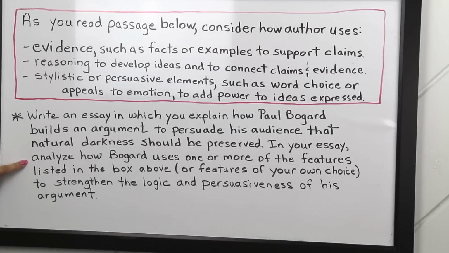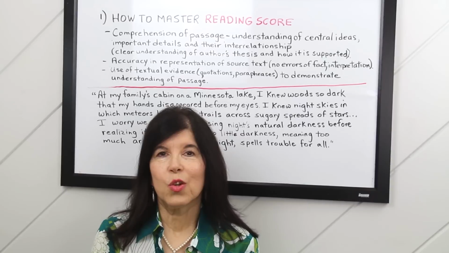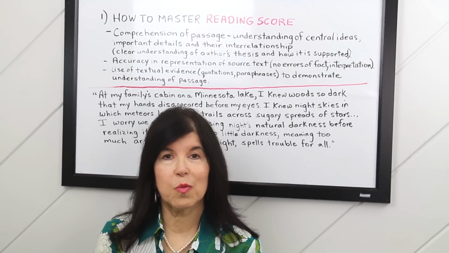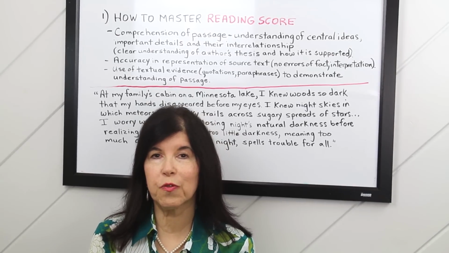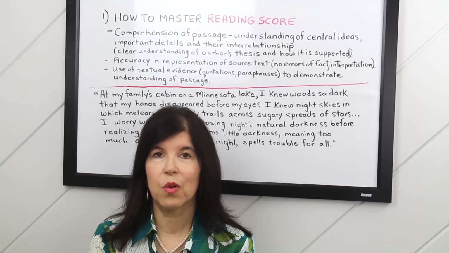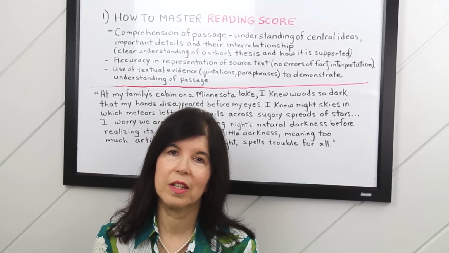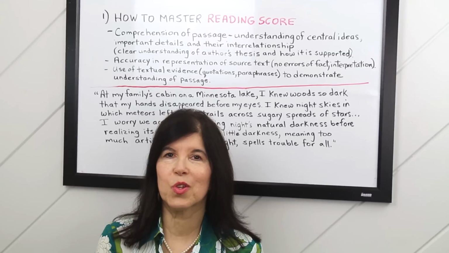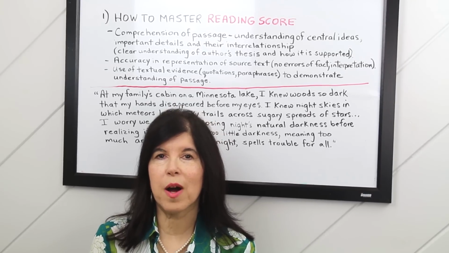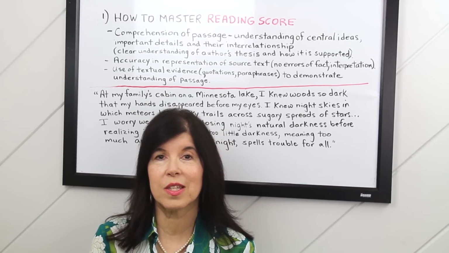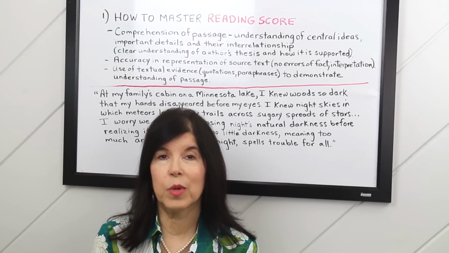In your essay, analyze how Bogard uses one or more of the features listed in the box above, or features of your own choice, to strengthen the logic and persuasiveness of his argument. Your written response or analysis will be evaluated on a scale of 1 to 4 on 3 separate traits: reading, analysis, and writing. Today I'm going to share some insider tips with you on how to get your best score possible on each of those 3 traits. First, let's look at how to master the reading score.